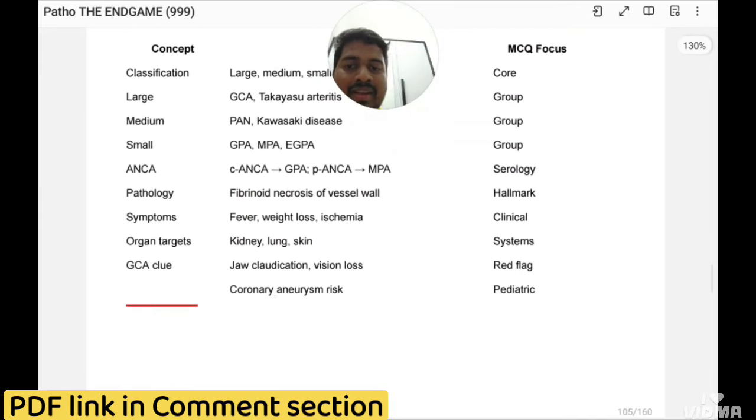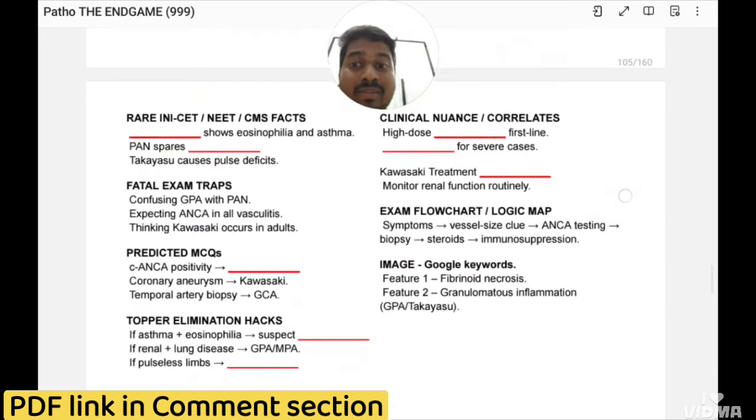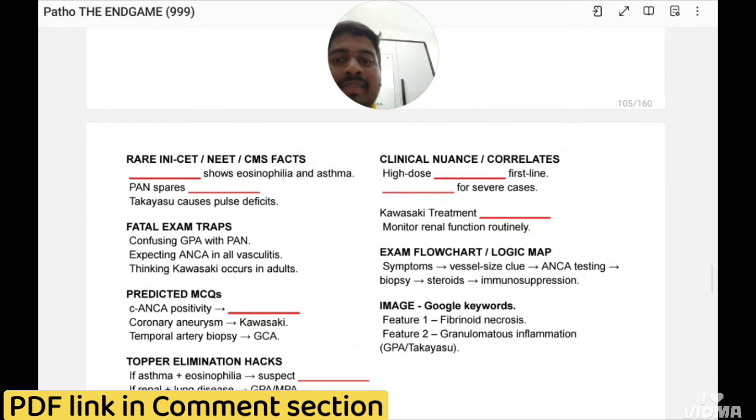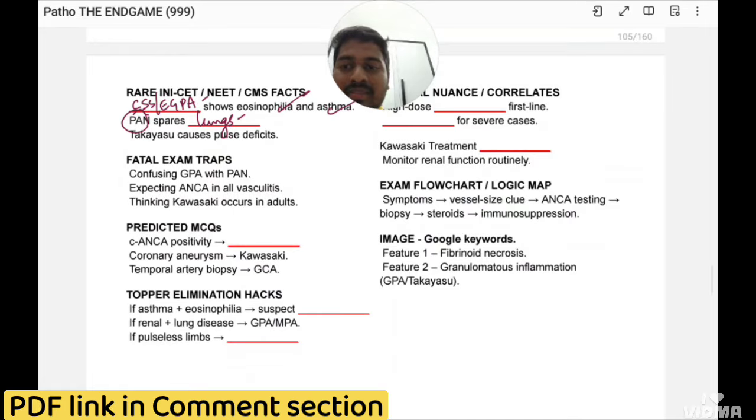Let's solve questions. In which disease is coronary aneurysm risk there? It is seen in Kawasaki disease. Kawasaki is a form of vasculitis which affects coronary vasculature. What shows eosinophilia and asthma? It is Church-Strauss syndrome or eosinophilic granulomatosis with polyangiitis. PAN, very important. PAN spares which organ? It spares lungs, but MPA doesn't spare lungs. It involves lungs also.